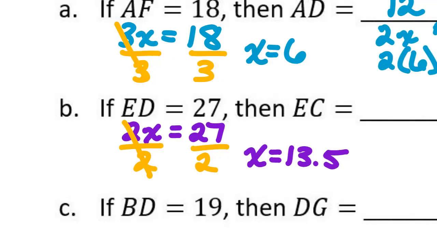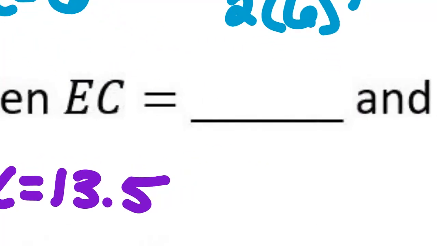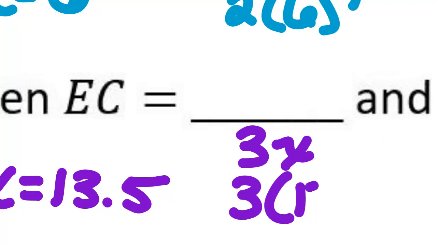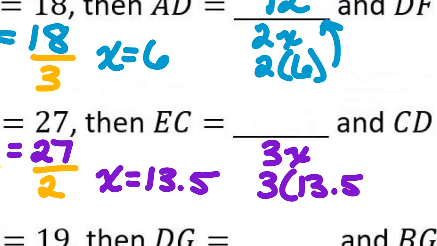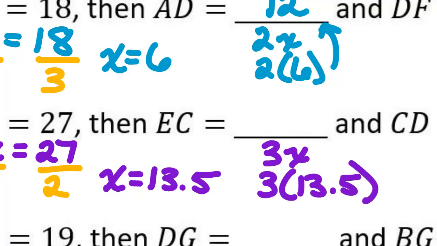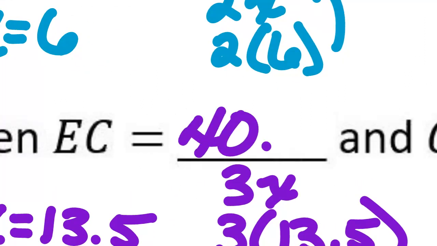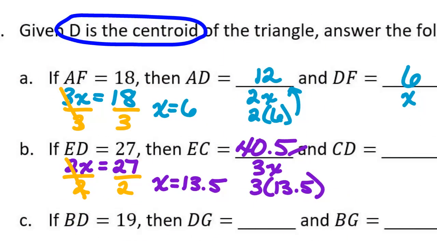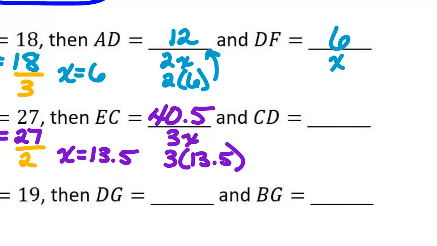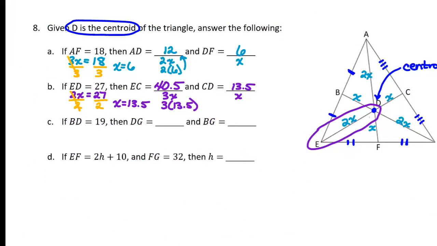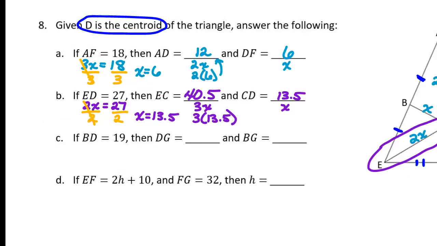From E to C is the whole thing. How am I going to figure out from E to C? 3x. So 3 times 13.5. What is 3 times 13.5? 40.5. How big is CD? 13.5. Halfway done.